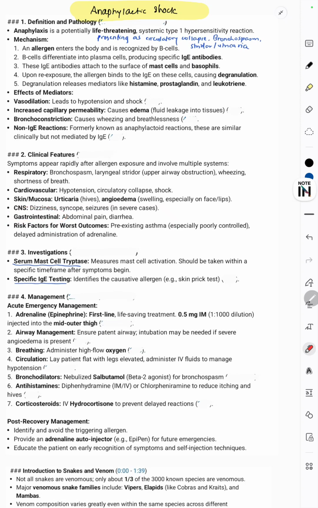GI: it will lead to abdominal pain and diarrhea. And the investigations. So investigation is the serum mast cell tryptase levels and specific IgE testing by radioallergosorbent assay, and the skin prick test. Management. For acute emergency management, we first give adrenaline 0.5 mg, 1:1000 dilution, intramuscularly in the mid outer thigh. Then airway management, breathing and circulation, that is ABC, should be done.